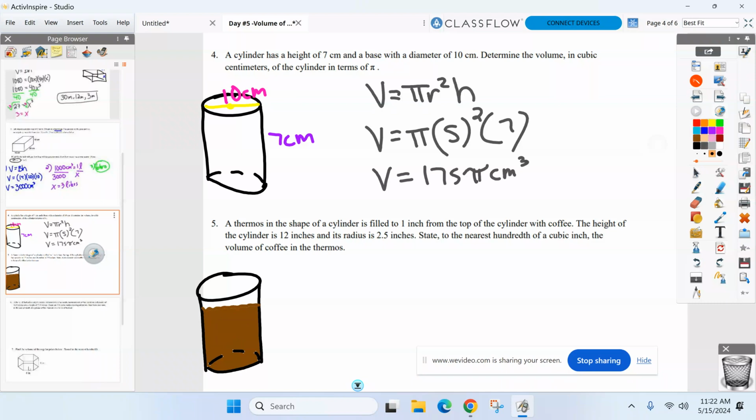Darn right I am. I've been trying to do that all year, and you should just fill up the whole screen instead with the color. I need it right there. Yep. All right, 12 inches. That's the full thing. Not the coffee, full thing. And the radius, 2.5.